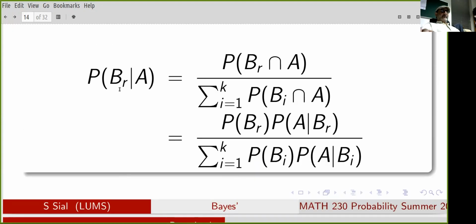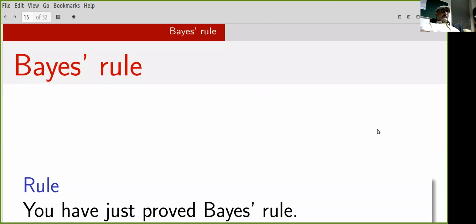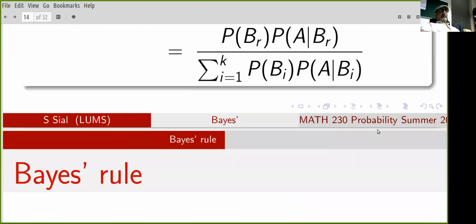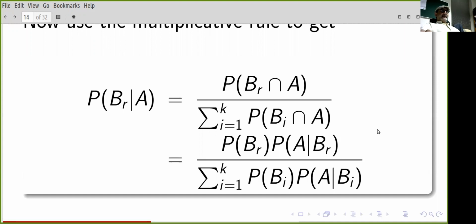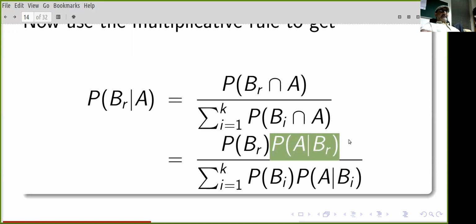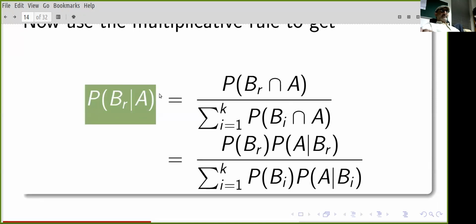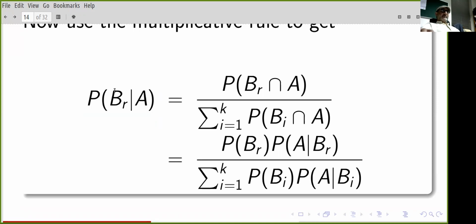The probability of Br, one of the sets in the partition, given the event A, is equal to the probability of Br times the probability of A given Br, divided by the summation i equals 1 to k of the probability of Bi times the probability of A given Bi. One place where this might come up would be if it was easy to work out the probability of A given Br, but what you actually wanted was the probability of Br given A. Then you could use Bayes' rule to help you work that out.